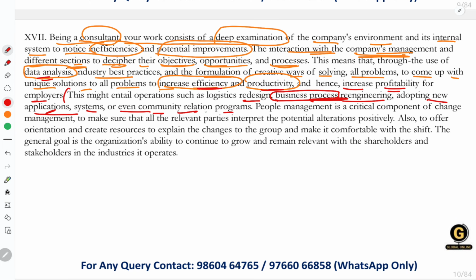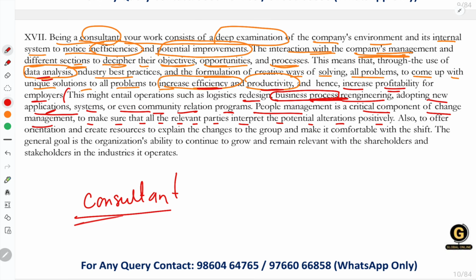People management is a critical component to change management, to make sure that all the relevant parties interpret the potential alteration positively. It means, guys, if for example there is one consultant in a company, the consultant has understood these problems by deeply studying the entire departments and the management. Now he has to work on these problems.